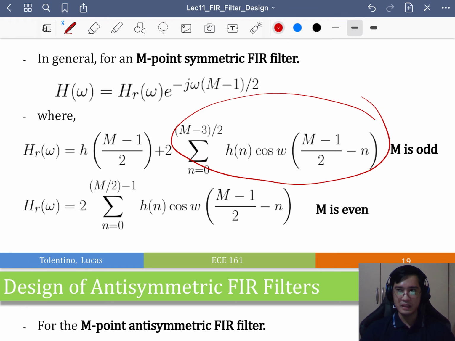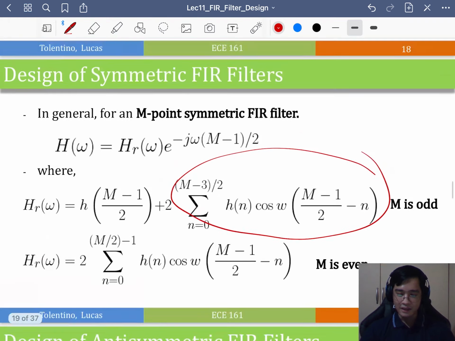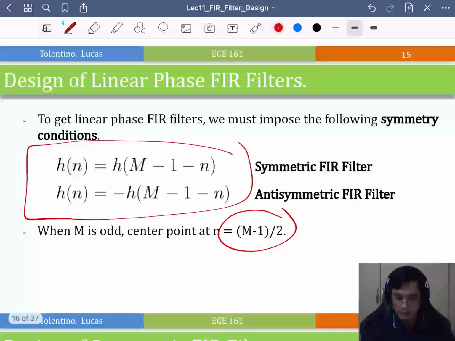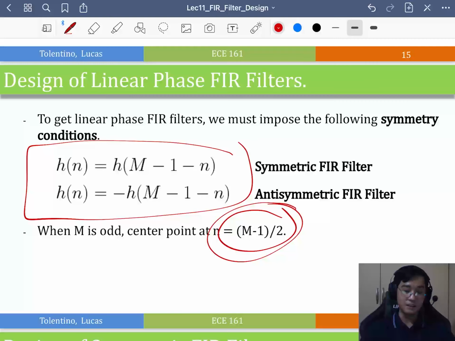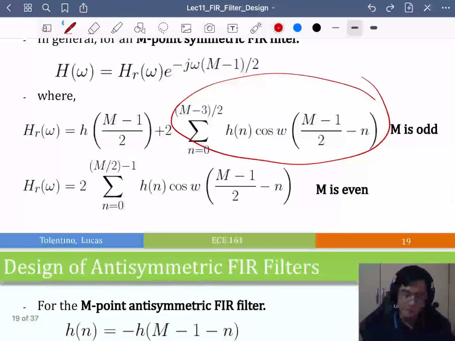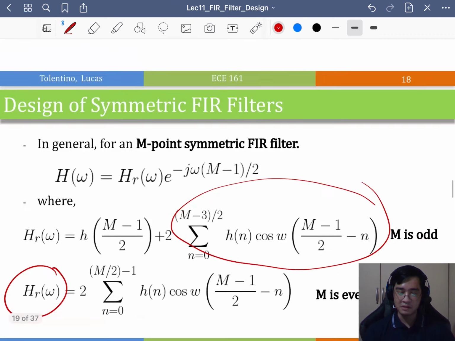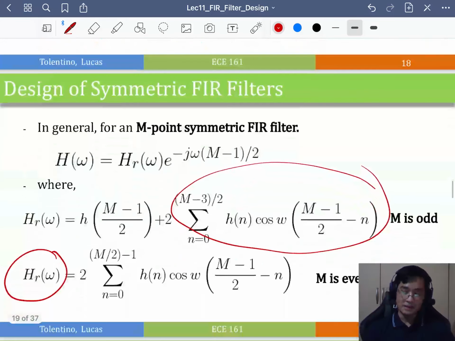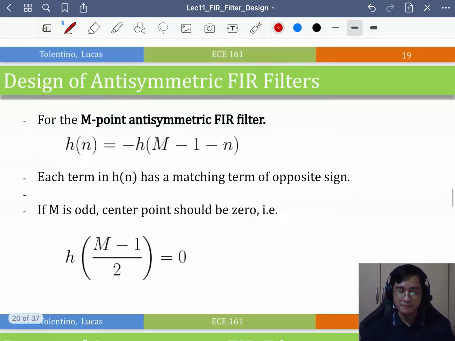Now we do not have time to derive this, but recall that when m is even, we do not have this center point, right? So therefore, we just have some summations where hr of omega is this function. And it actually also follows linear phase, regardless of whether m is odd or m is even.